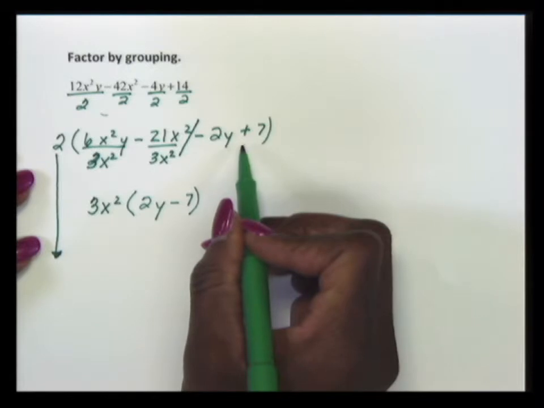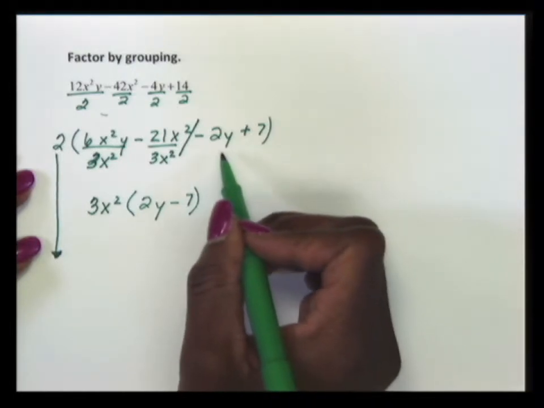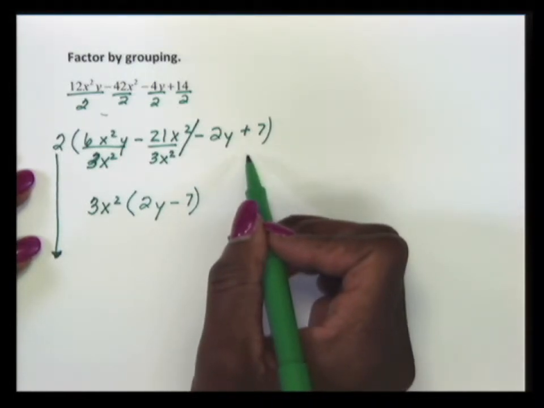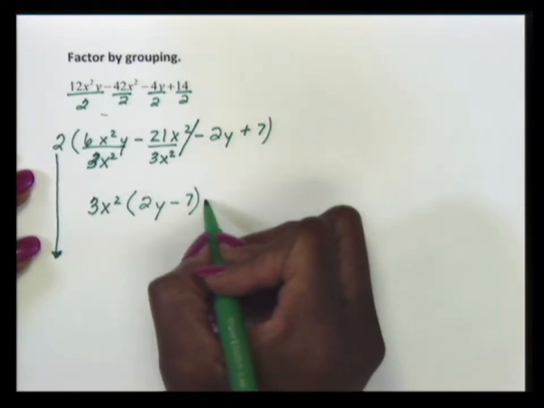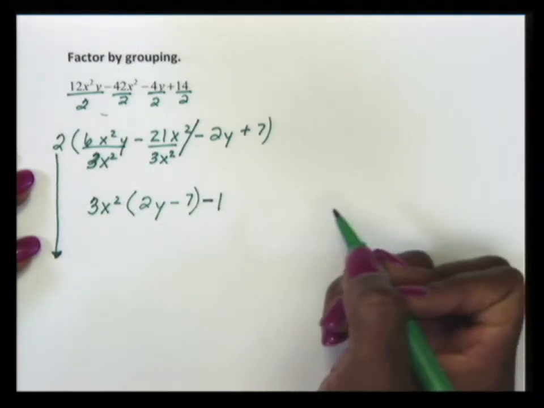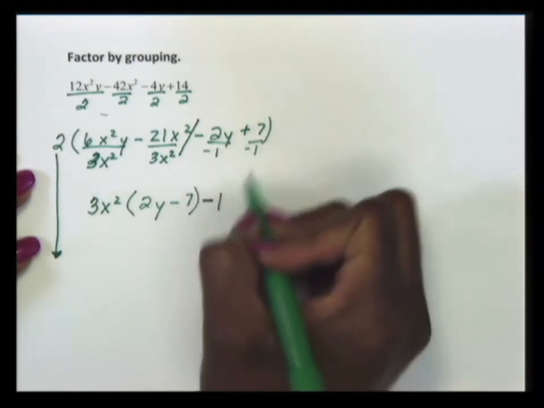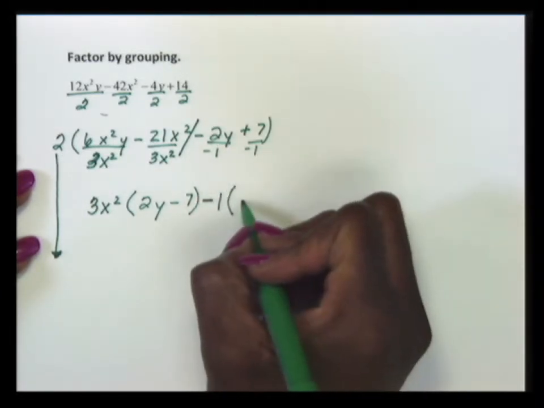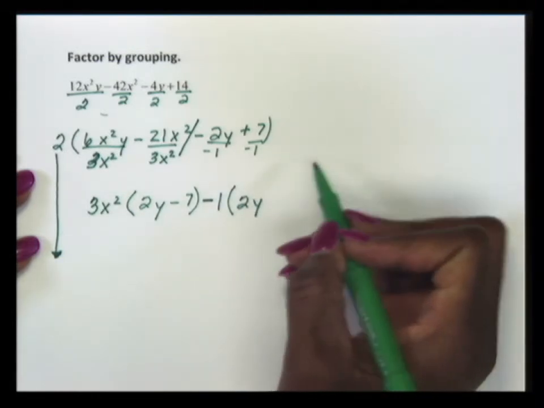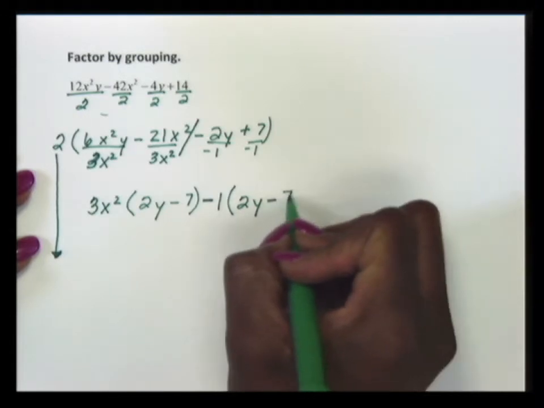My next pair of terms, I have negative 2y plus 7. I don't see a greatest common factor here. So anytime we don't see the greatest common factor, it's understood to be 1. But because the first term is negative, I'm factoring out a negative 1. I'll divide each term by the negative 1. Negative 2 divided by negative 1 will give me a positive 2y. The positive 7 divided by negative 1 will give me the minus 7.